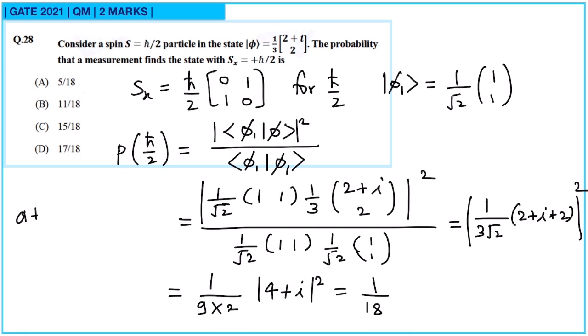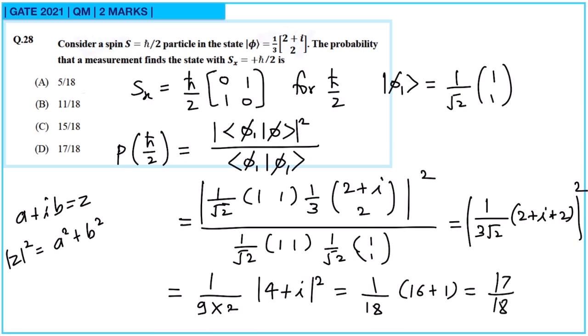So if you have a number like this, a plus ib is equal to z, then mod of z square is equal to a square plus b square. So this will be equal to 16 plus 1, which is 17. So this is equal to 17 by 18. So here option D is correct.